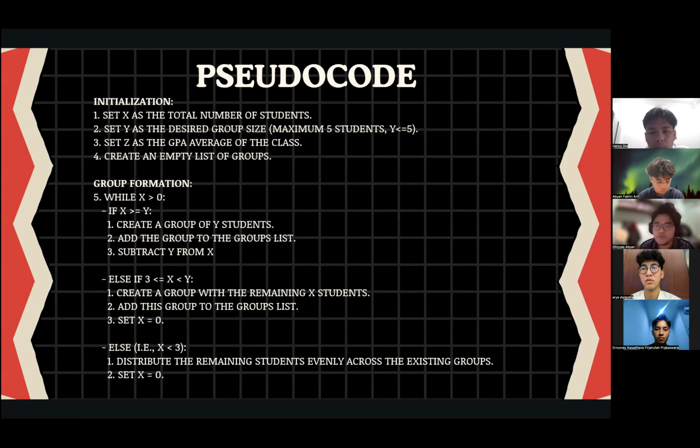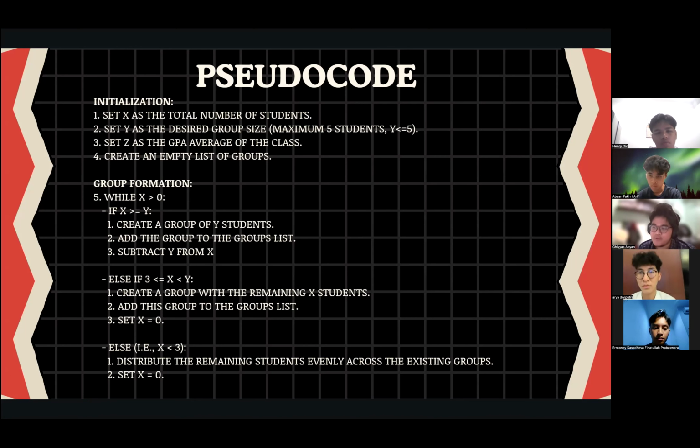Okay, for the pseudocode of this problem, first we need to make some initialization. We set X as the total number of students, Y as the desired group size, in this case a maximum of 5 students, which means Y is less than or equal to 5. Z as the GPA average of the class, and then after that, we create an empty list of groups. And then we go to the group formation.